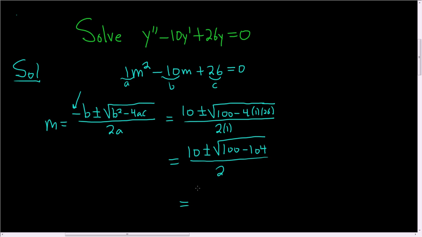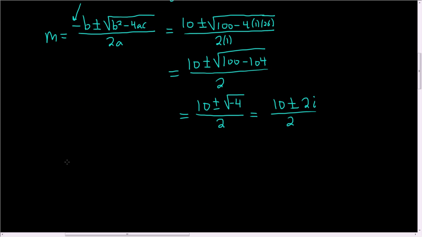So this is equal to 10 plus or minus the square root of negative 4. Yeah, 100 minus 104 is negative 4, and it's all being divided by 2. So this is 10 plus or minus 2i, all divided by 2. We can break this up. So m is equal to 10 over 2 plus or minus 2i over 2. So we end up with 5 plus or minus i.